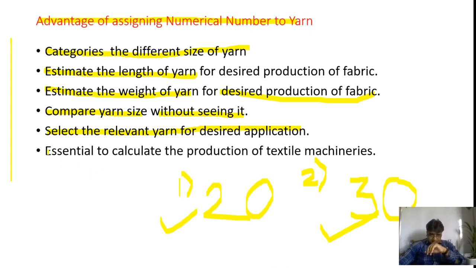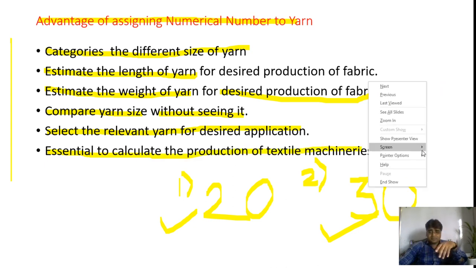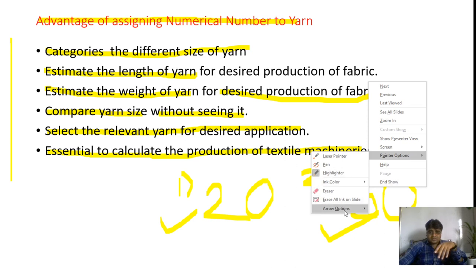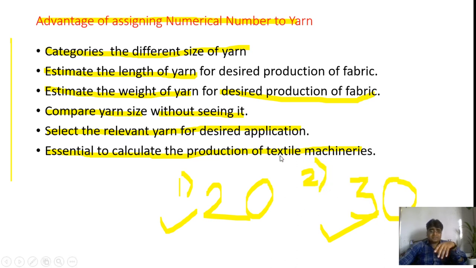Then it is also helpful to calculate the production of textile machineries. This is very important in the textile industry: how to calculate the production of the spinning machine, the weaving machine, and the knitting machine. In that sense, this number plays a very important role in calculating the output. Production means how much output a particular machine is going to give within a certain time frame. So these are some advantages of assigning numerical numbers to the yarn.